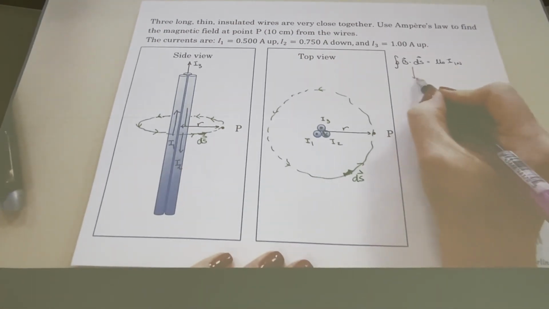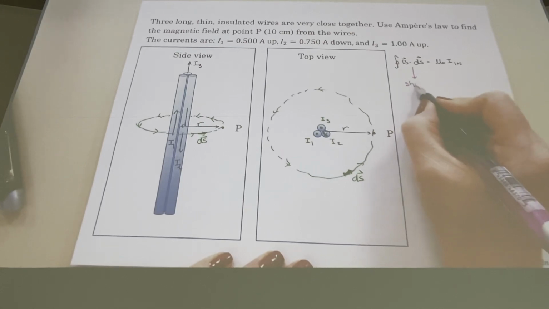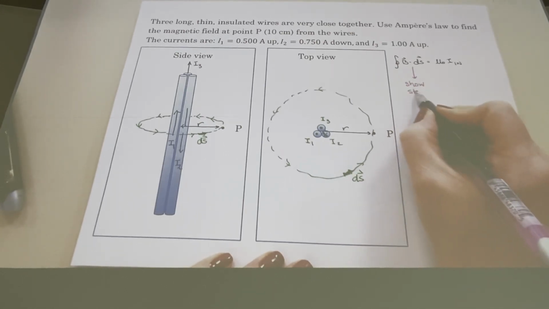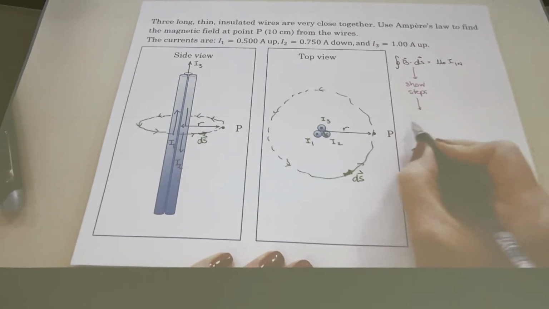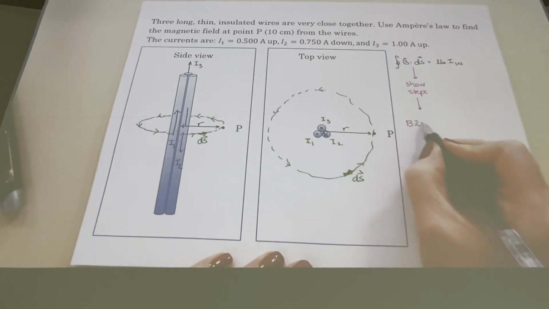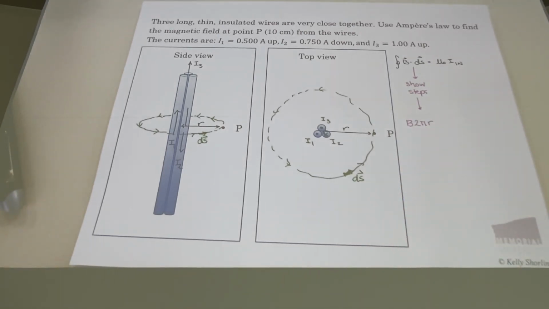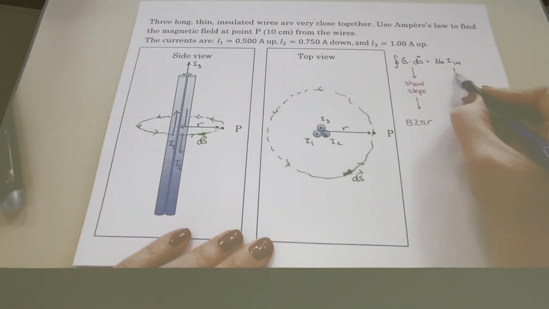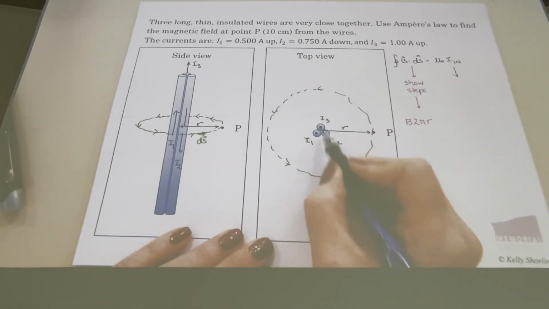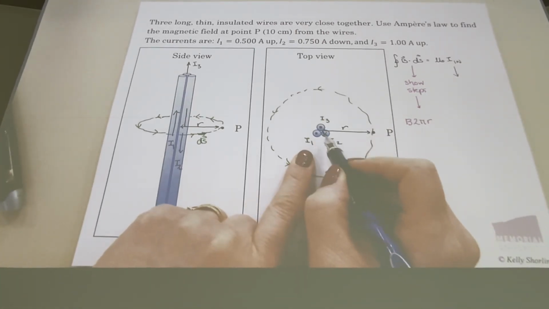I'm going to say for this side of the equation, I'm going to show the steps just like we did on the previous slide. And after we show the steps, we get B times 2 pi r. For the right-hand side of the equation, I in is the net current enclosed by our circle. The net current is all of those currents added up.